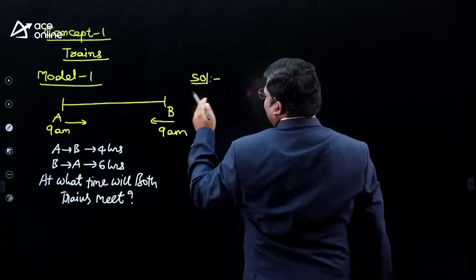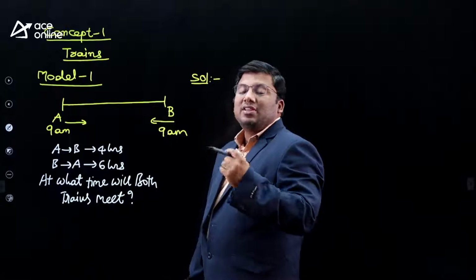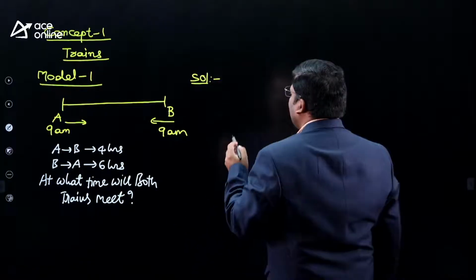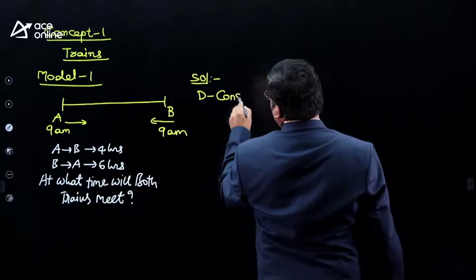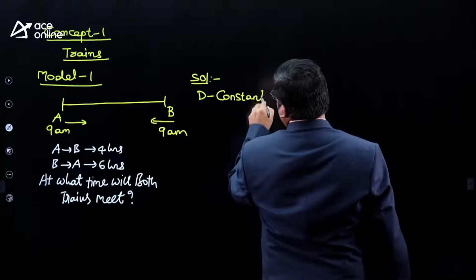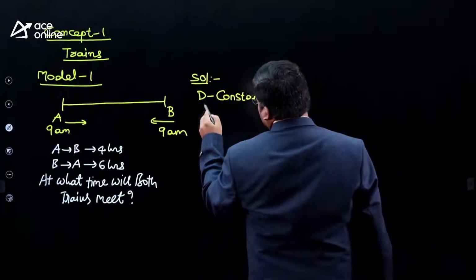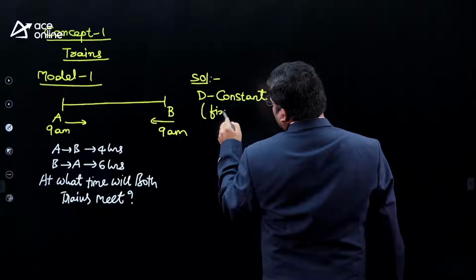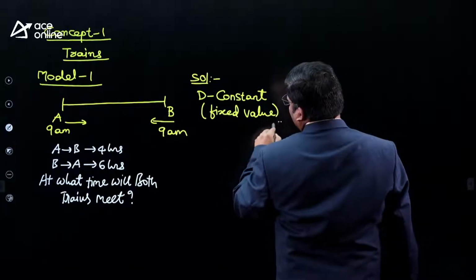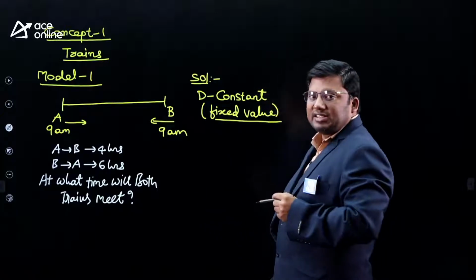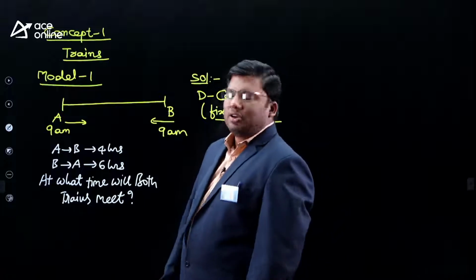First of all, from A to B, whatever distance a train is traveling, from B to A the same distance is traveled. What is a constant? Distance is a constant, whether A to B or B to A. A constant is a fixed value. You fix any value that comes into your mind, and you will get the answer.